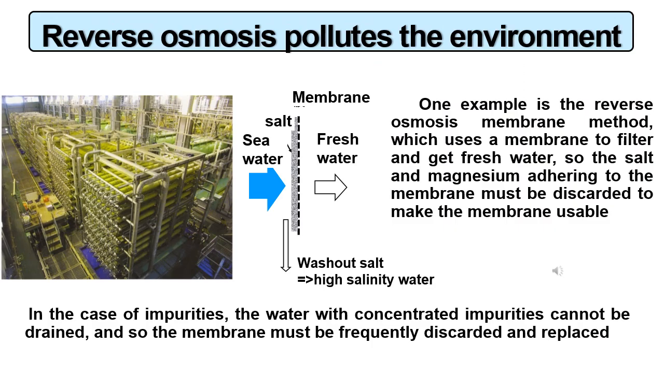One example is the reverse osmosis membrane method, which uses a membrane to filter and get fresh water, so the salt and magnesium adhering to the membrane must be discarded to make the membrane usable. In the case of impurities, the water with concentrated impurities cannot be drained, and so the membrane must be frequently discarded and replaced.